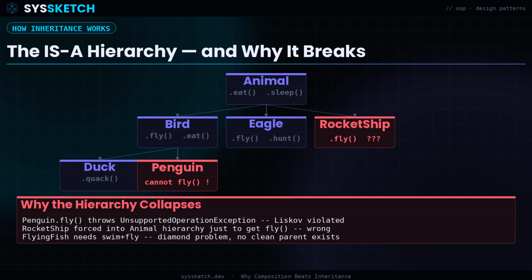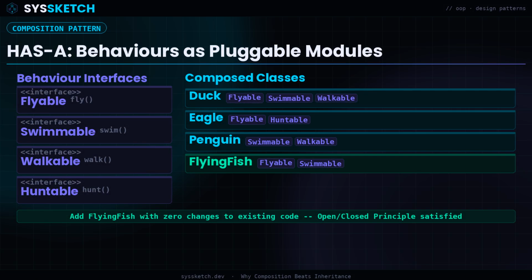The alternative is composition. Instead of asking what a class is, you ask what it has. A duck does not extend bird. A duck has a flyable behavior, a swimmable behavior, and a walkable behavior. Each of those behaviors is a small self-contained interface with a single method. Penguin is not a special broken bird that throws an exception on fly. Penguin has swimmable and walkable and simply never mentions flyable at all.